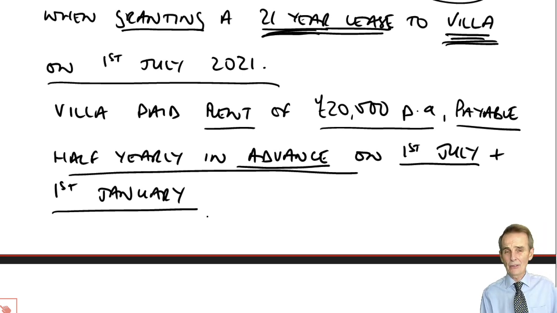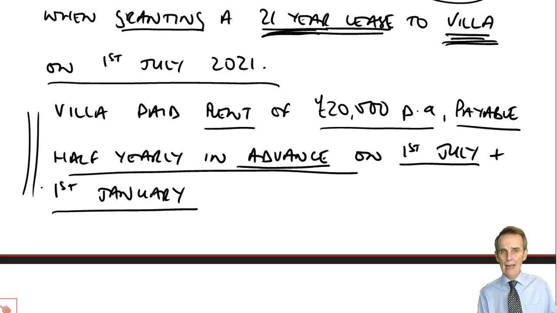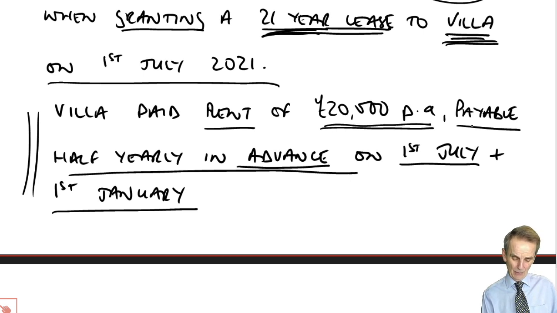Well, I suppose the bit that we already know how to deal with is in relation to the rental income. We know we work on a cash basis, rent received, less expenses paid. No information here about expenses, but if there were any, we'd just pick up the ones paid within the 21-22 tax year. Villa paid rent of £20,000 per annum, payable half-yearly in advance.